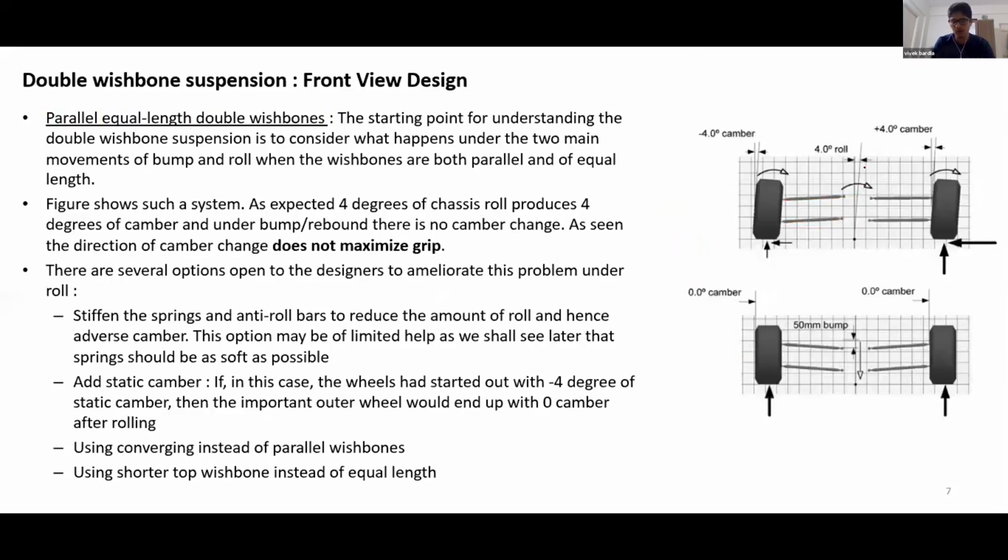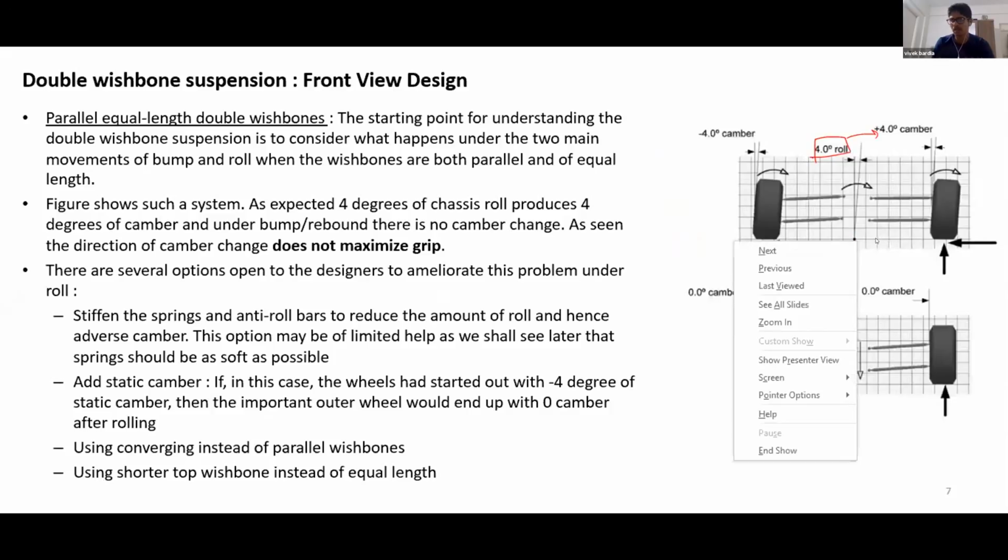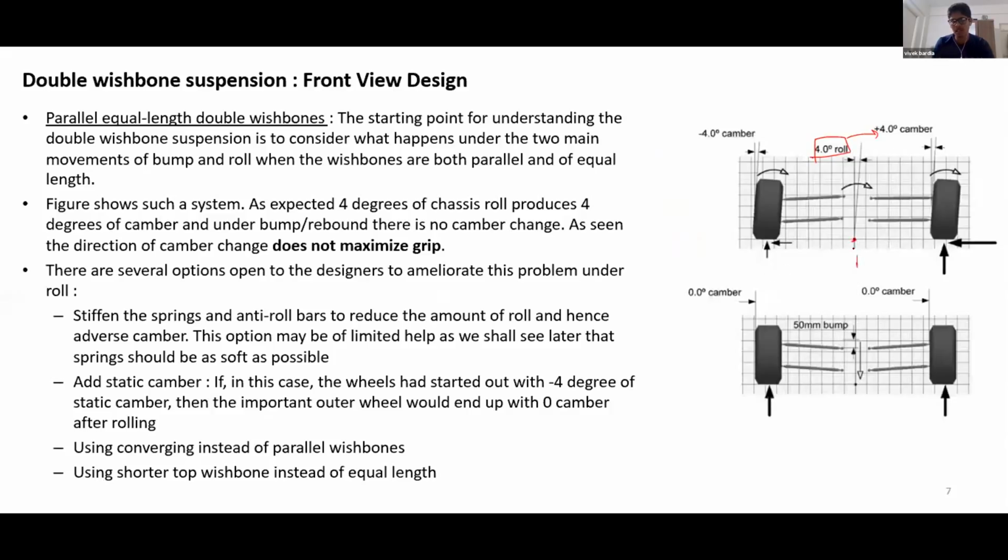So during rolling, as we know, the chassis rolls. We are considering a chassis roll of 4 degrees. From the last slide we know that the chassis rolls about the roll center RC. Just note over here that the roll center is at the ground level. This is because of parallel links, right?